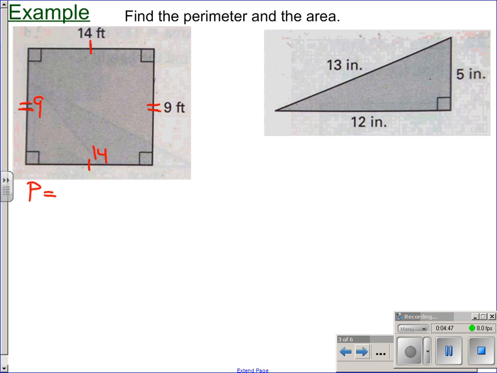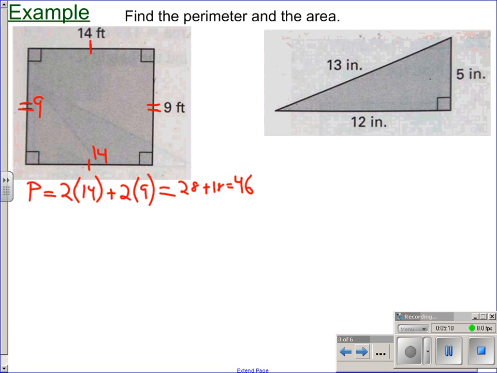So for the perimeter, you just add up all the side lengths. There is a shortcut way. We have 2 of the 14 lengths, plus we have 2 of the 9 lengths. So let's see, that's going to be 28 plus 18, which is 46.